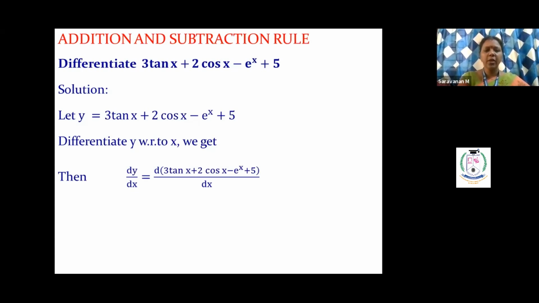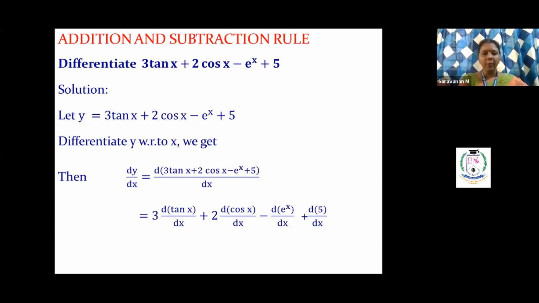We are just going to differentiate by using the addition rule. So we can separate the functions. Separating the terms, we'll be getting 3 into d/dx of tan x plus 2 into d/dx of cos x minus d/dx of e power x plus d/dx of 5. After that, what we have to do? We have to apply the standard derivative functions.